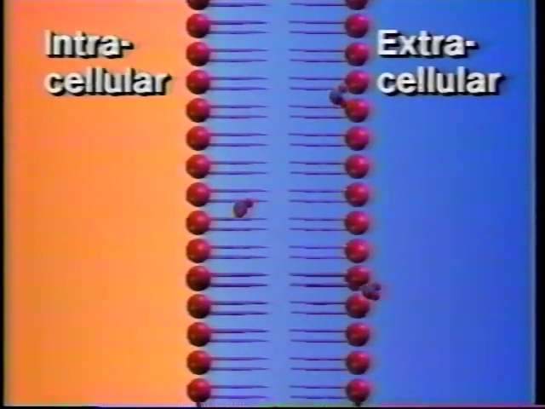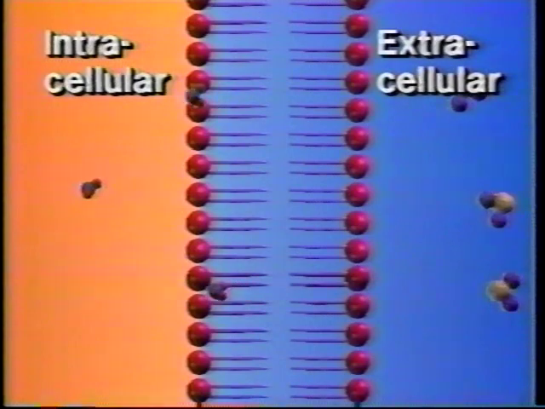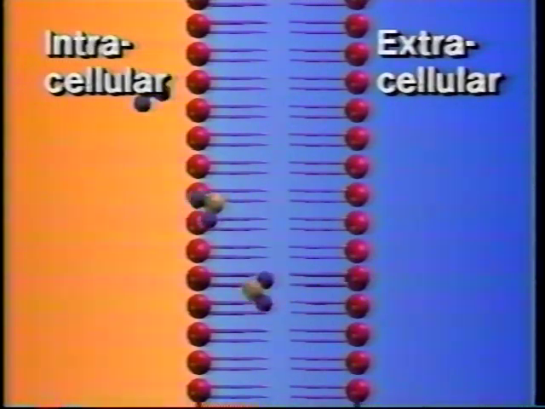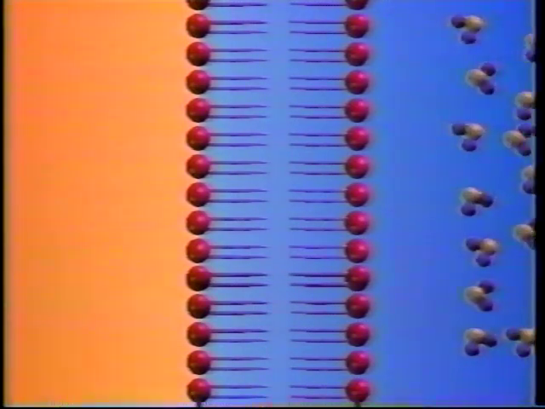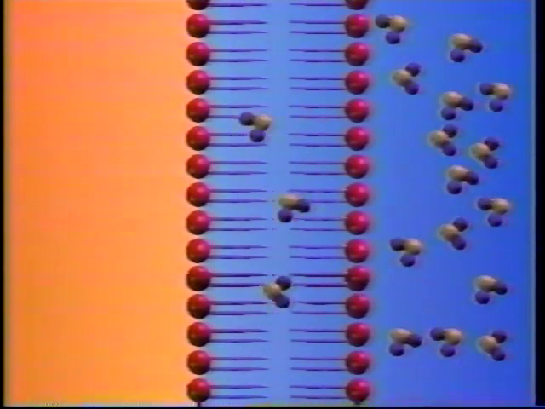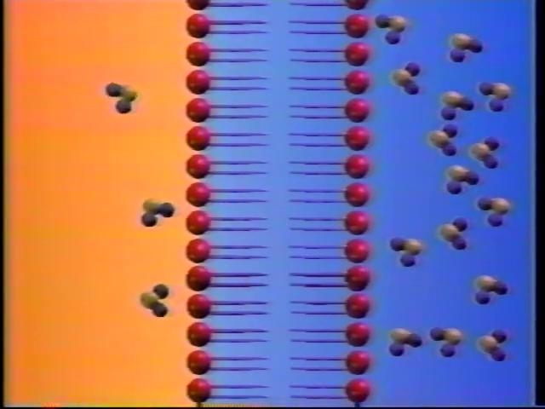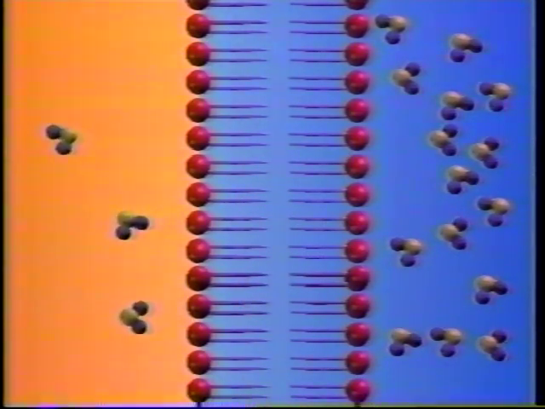For example, water and carbon dioxide molecules are quite small and pass through easily, while glucose is too large and won't go through. Usually substances will move or diffuse from areas of higher concentration to areas of lower concentration. This is the principle behind osmosis as well.